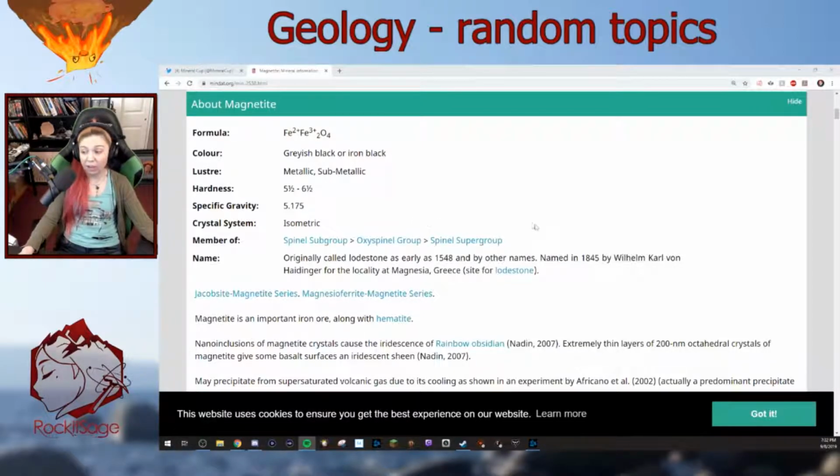It's got a very high specific gravity of about 5.175. So it's dense, very, very dense, and it's because it's got a lot of iron in it. Iron is much heavier. It's magnetic.